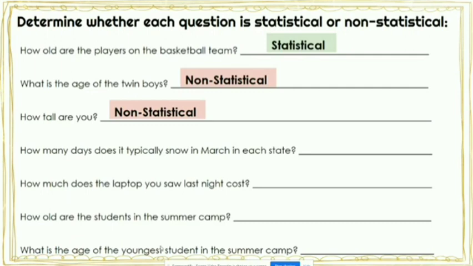Next, how many days does it typically snow in March in each state? I know that there are 50 states, and I know that each state has a different amount of snowfall, so I would expect different answers for this question for each state. Because of that, I would say that this is a statistical question, and it would give me a good amount of data that I could use to make an inference about all of the states.